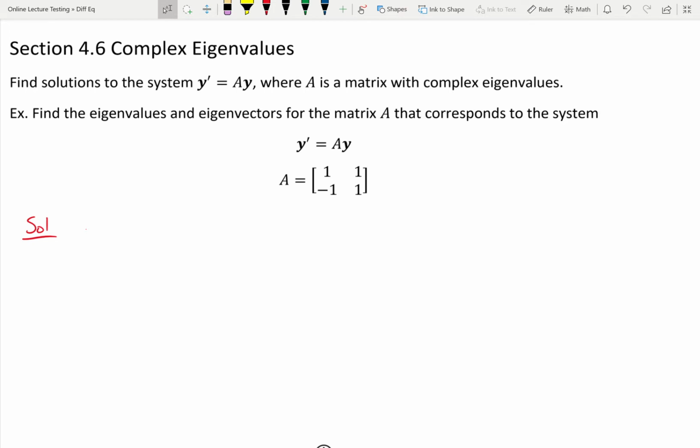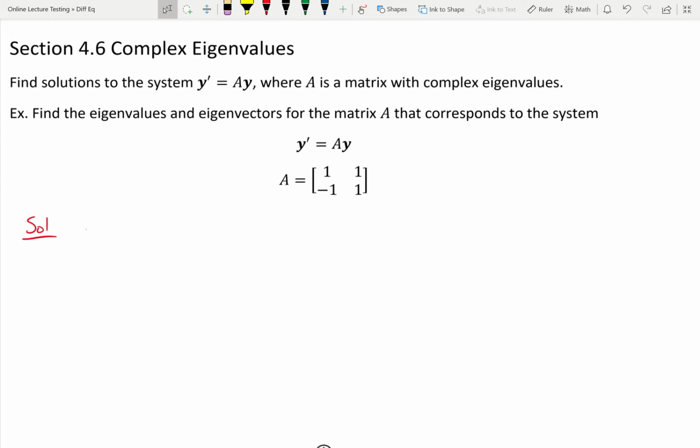So today we're going to cover section 4.6, dealing with complex eigenvalues. In the previous section we dealt with just real eigenvalues for our first order systems, and so this is what we're going to be dealing with today. So again, our focus is on the complex case in this sense.